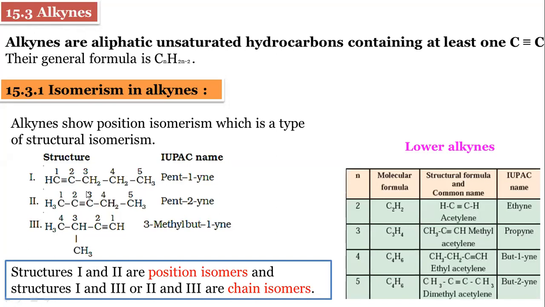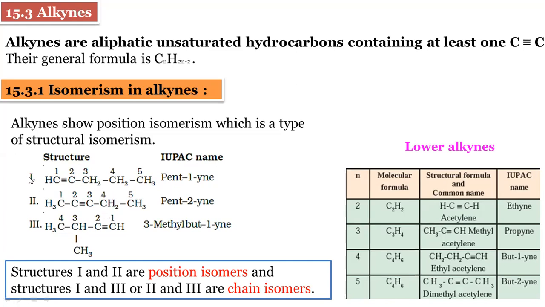Such type of isomers, this compound number 1 and compound number 2, are called position isomers because only the position of the triple bond is changed. The molecular formula is same. 5 carbons are there, and in the second compound also 5 carbons are there. But see, the third structure is quite different. 4 carbons are in the straight chain.